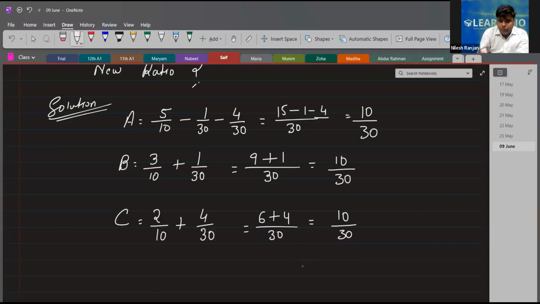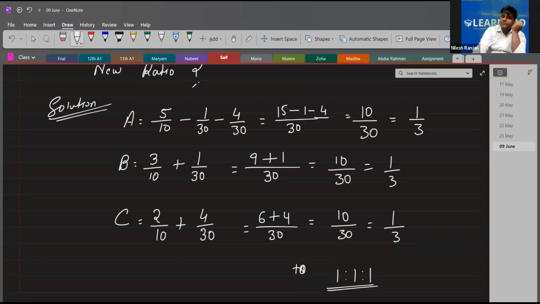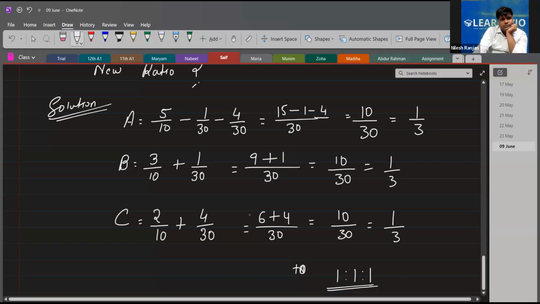Now, the ratio will be 10. Actually, we can write it as 1 by 3, 1 by 3, and 1 by 3. So the new ratio is 1 is to 1 is to 1. Okay. Yes, sir.